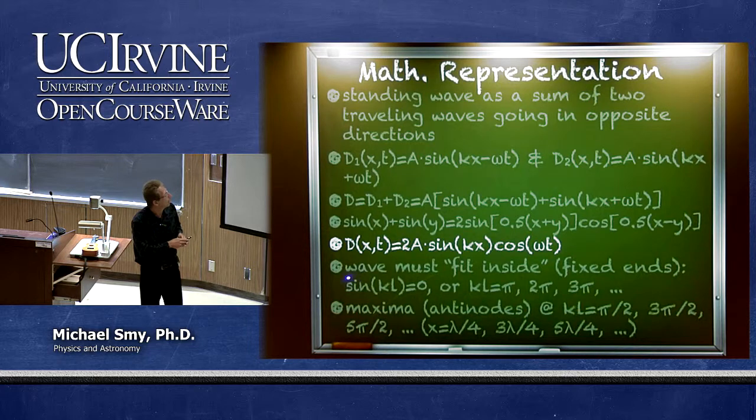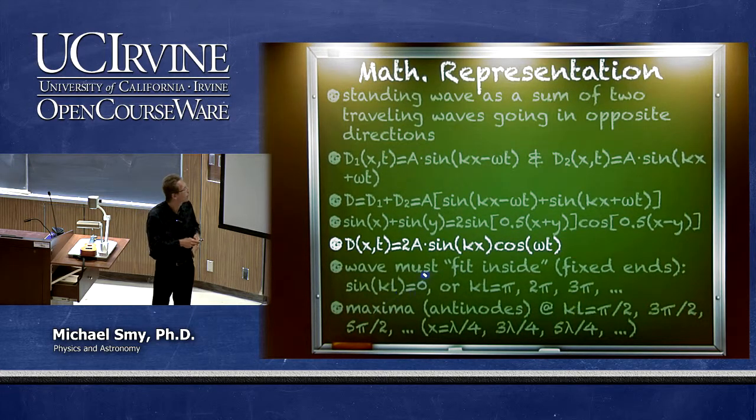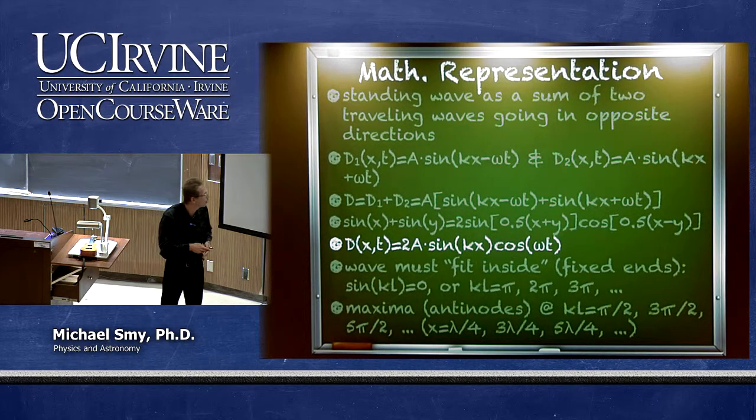And now we can reformulate that requirement that the standing wave must fit inside the box as sine of kl equals 0, where k is the wave number. And that means that kl must be equal to pi, 2 pi, 3 pi, 4 pi, and so on.